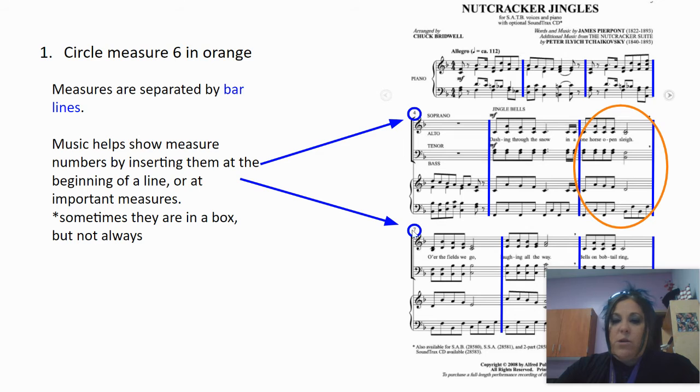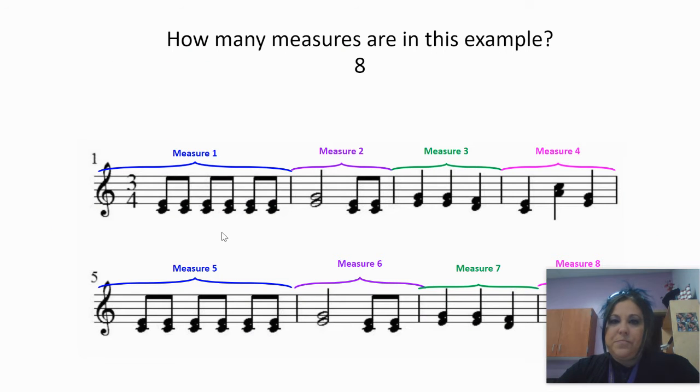Then as you keep going, you can see here they have measure 7 marked for you. They mark those numbers so that, let's say I want you to go to measure 15, you don't have to count 1, 2, 3, 4, 5, 6 all the way through. You can go to the closest number and count from there. All right, so that is measure numbers.